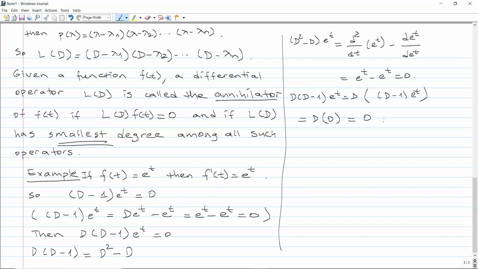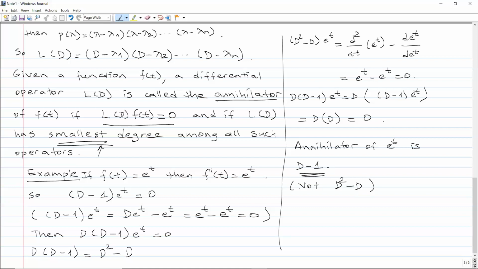So if you just put your condition to be that the differential operator annihilates the function, there are going to be infinitely many such operators. So we want the one with the smallest degree. So the annihilator of e to the t is D minus 1, not D squared minus D, for example. We want the one with the smallest degree.